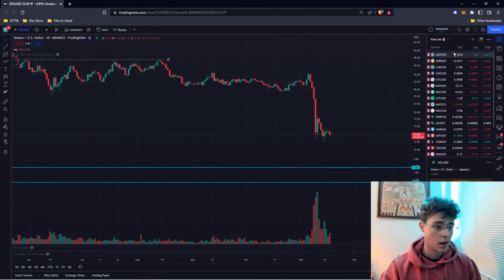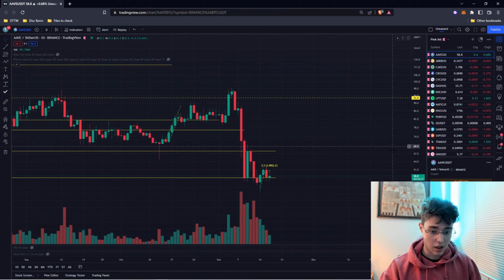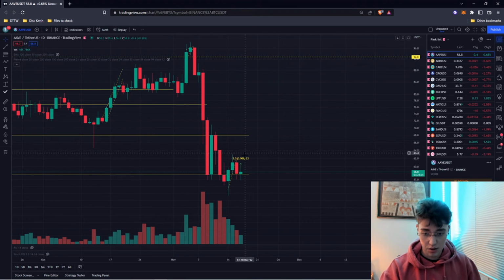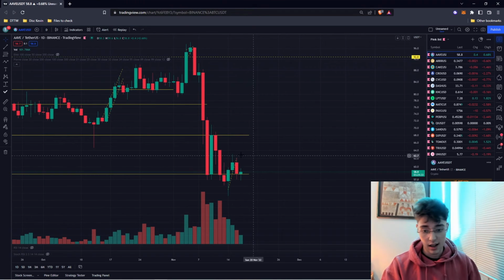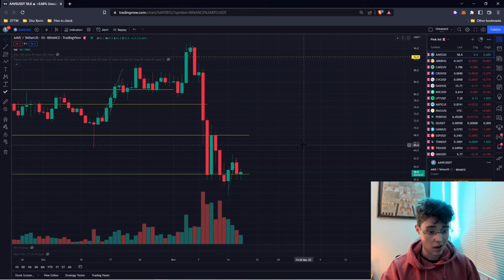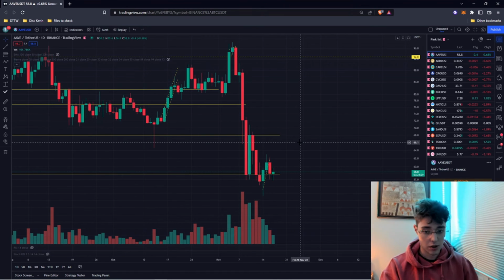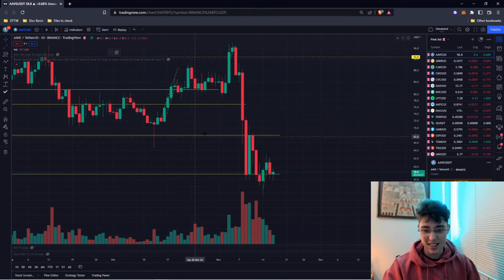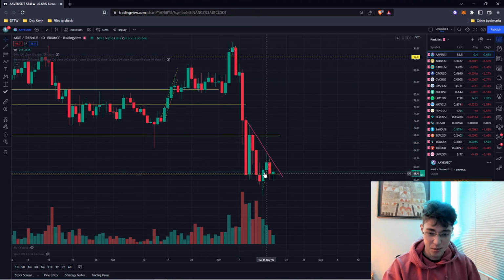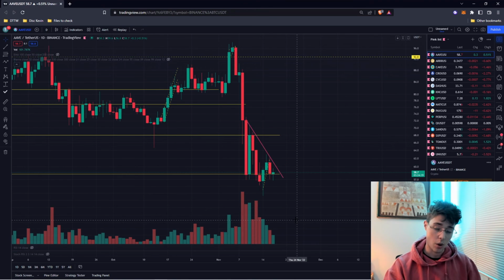We do have AVE over here, which is hanging around at our entry, which is fine. It's still holding its support. I'm very proud of AVE. It's doing pretty well. It's still trading very cleanly. It does look like it might want to break down because we have this descending triangle, so be careful with that. But on the other hand, volume is lowering, so we'll just have to see what Bitcoin does.